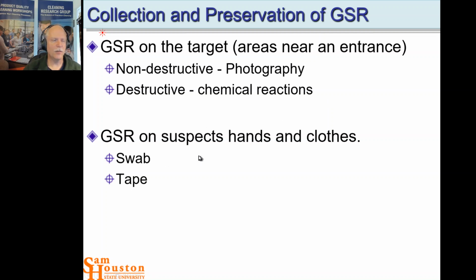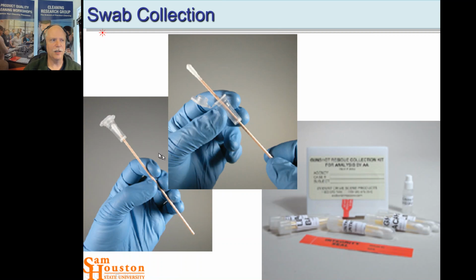Now, in terms of suspects' hands and clothes, there's a couple of different ways. You have swabs and tapes. I've got a couple of images of swabs here. So here's a cotton swab that you would swab on the hands and then pull it down inside the cup. And so then these are nice little swabs. So you pull the swab back into this little protective cup and close the lid and then snap off the stick. And then you can label it and send it in.